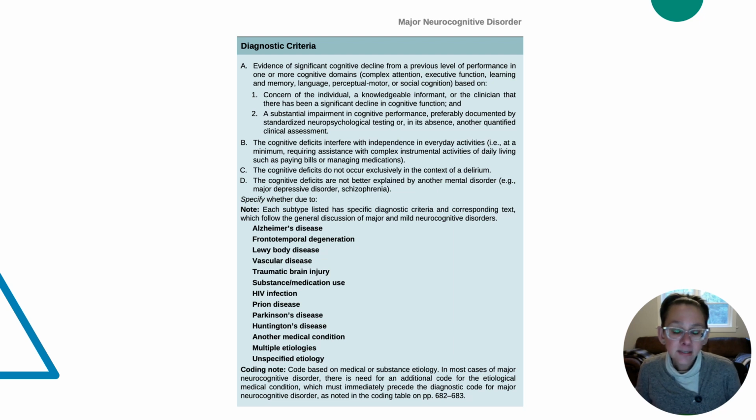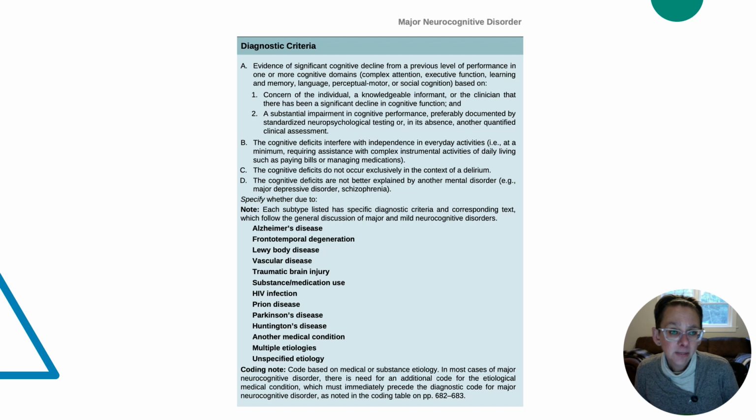The cognitive deficits interfere with independence and everyday activities. It interferes. So that's the difference between mild and major. Major, it's interfering. These are the people going missing. It's not a good deal. It's interfering with their life functioning. They're leaving the stove on. They're starting fires. They're not paying their bills. They're not changing their clothes. They don't know how to use their washing machine anymore, fill the dishes.